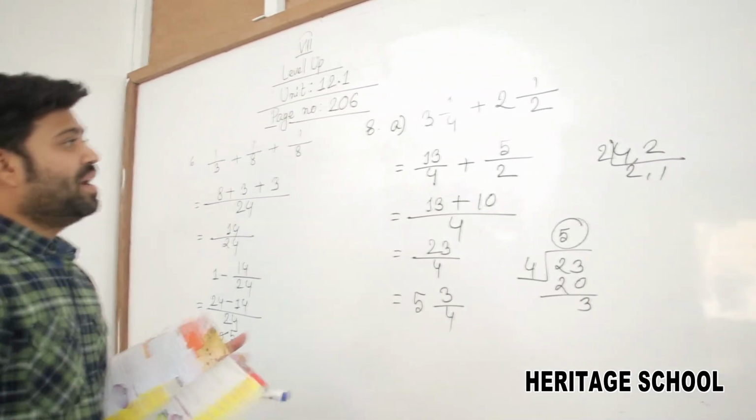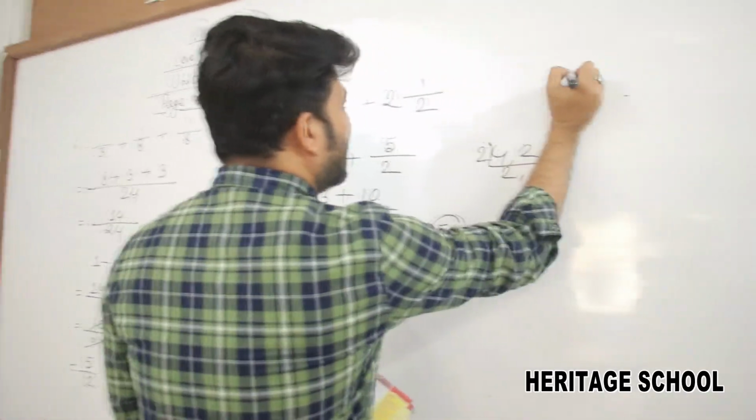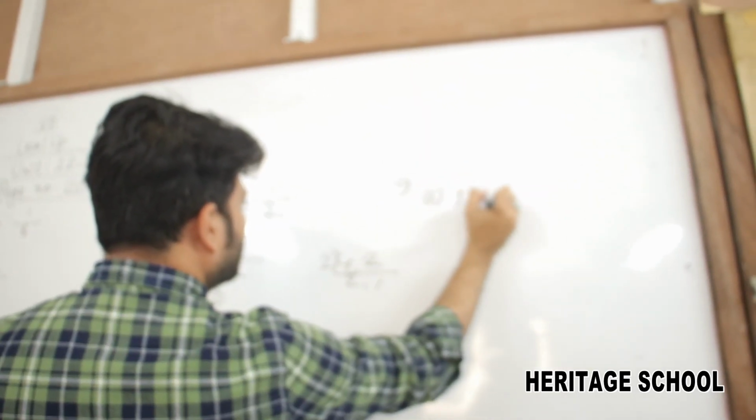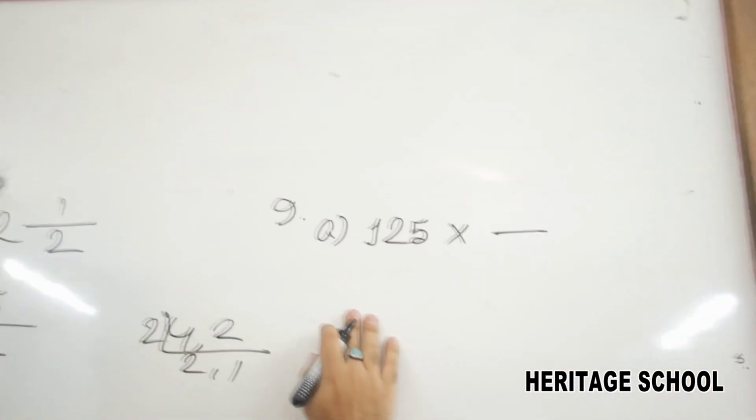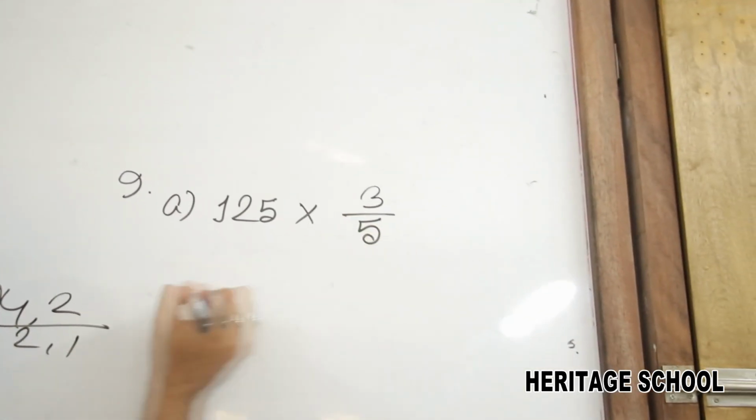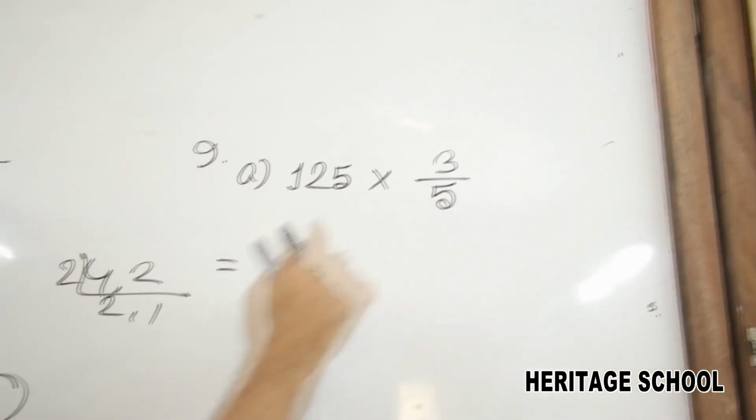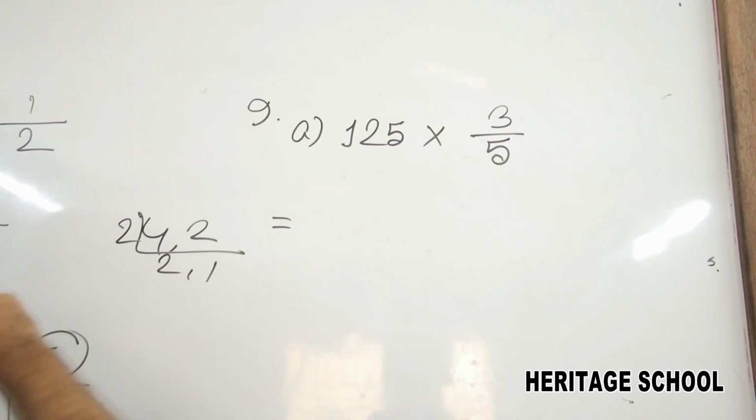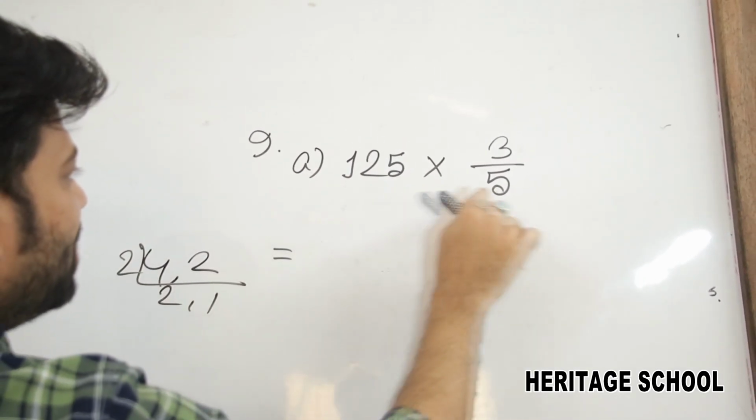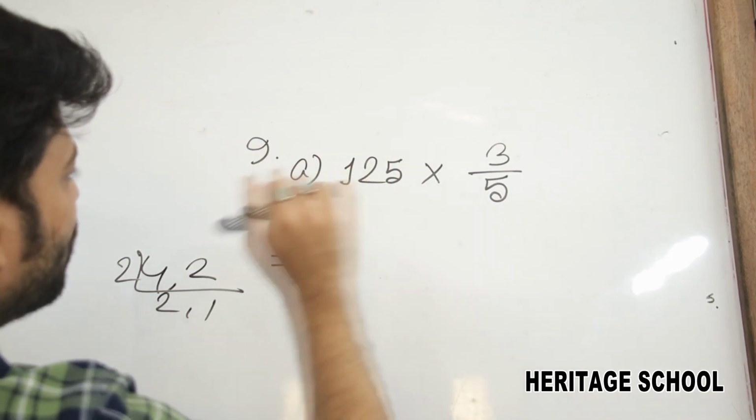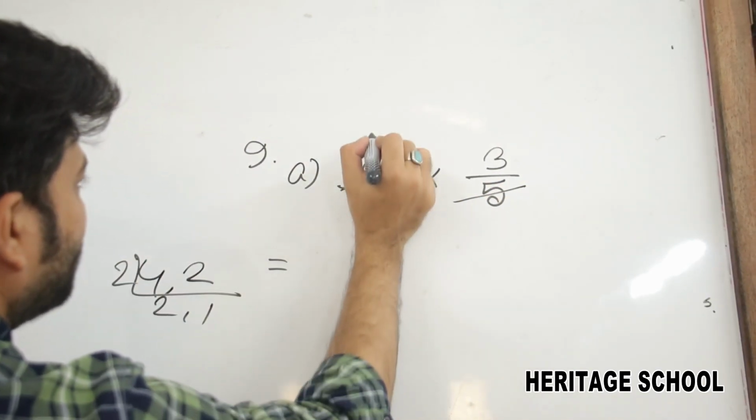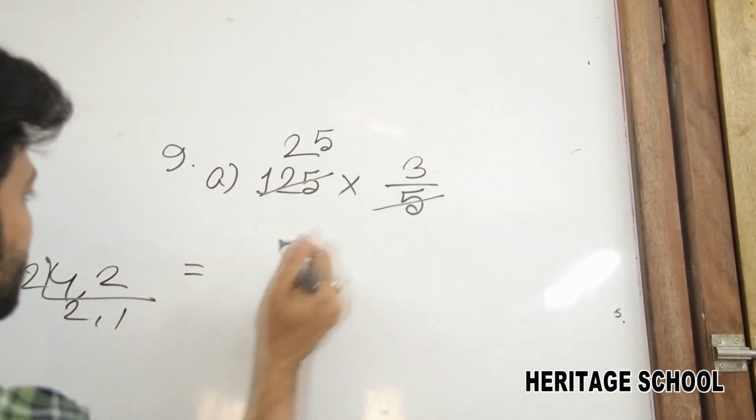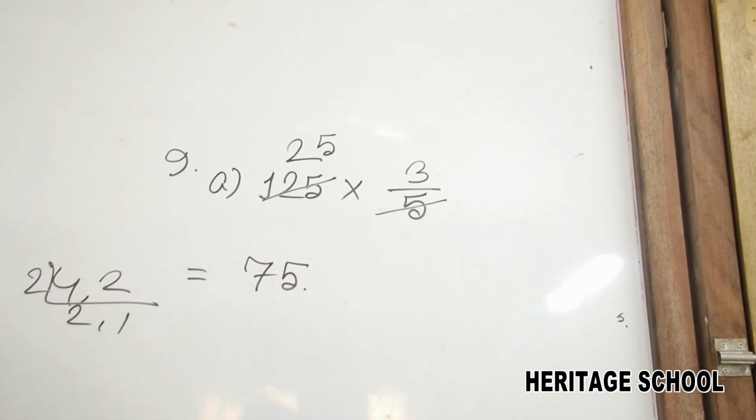And let's solve some maths from number 9. Look at here. Number 9 is a multiplication of fractions. If I have a whole number 125, and I multiply this whole number with a fraction, how can I solve? It's very easy. 5 is the denominator of the fraction. This denominator will divide the whole number. 125 divided by 5, the answer is 25. And multiply 25 into 3, so 75 is the answer. This answer is very easy.